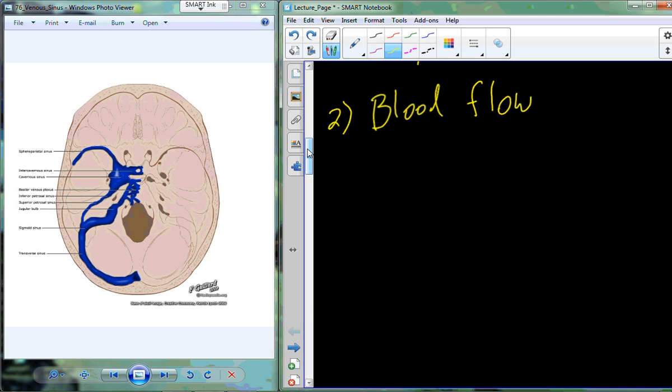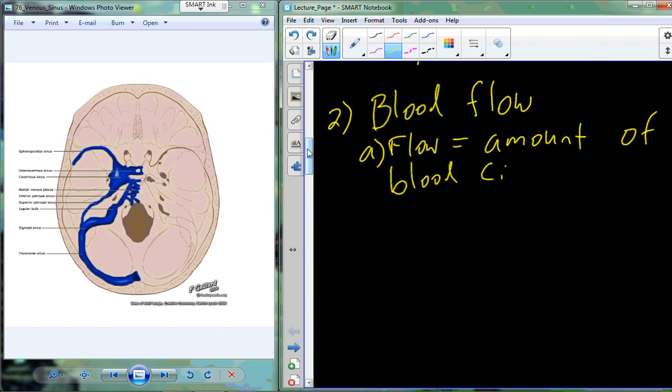Okay, so blood flow. Let's start with defining the term flow. Flow is going to be the amount of blood circulating per unit time. In other words, flow is a rate. It's an amount per unit time. So, amount of blood circulating per unit time.